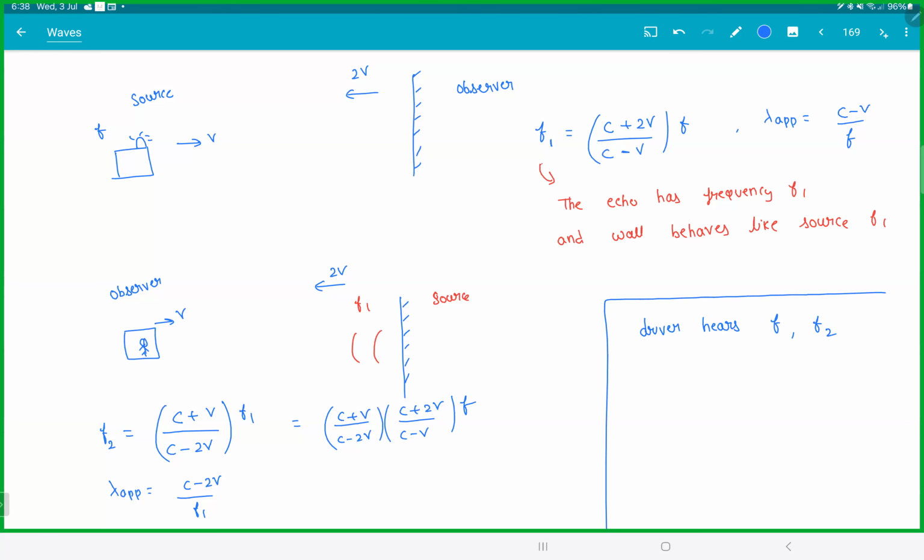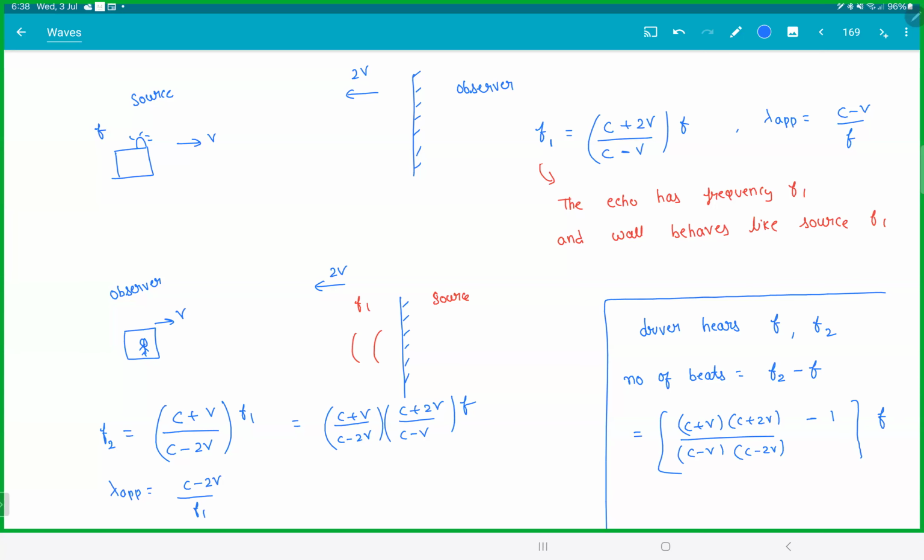So the driver, when he is driving, he will hear two sounds. One sound directly coming from the siren. Second sound is coming after the echo. So number of beats will be F2 minus F. Take them and subtract and you can finish it off. I will leave the working to you. So C plus V, C plus 2V by C minus V, C minus 2V minus 1 into F. That is your number of beats. You can simplify that, but you can leave it there.